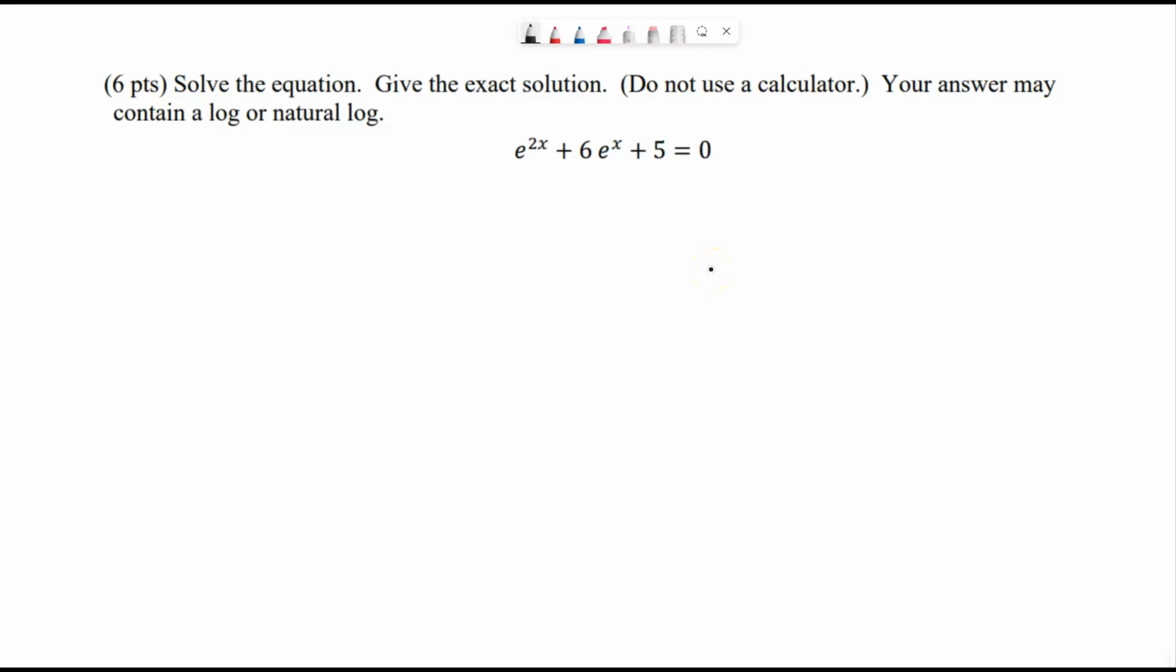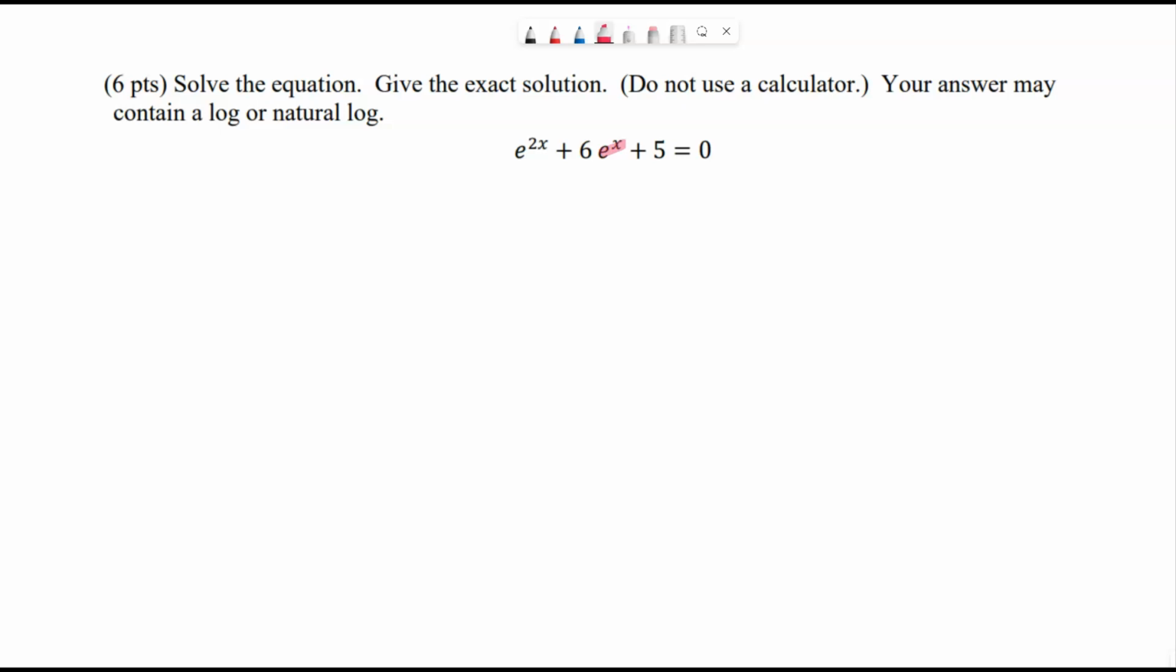Solve the equation. Give the exact solution. Do not use a calculator. Your answer may contain a log or a natural log. In this problem we have 3 terms, and 2 of these terms have exponentials in them. And so this appears to be quadratic form.